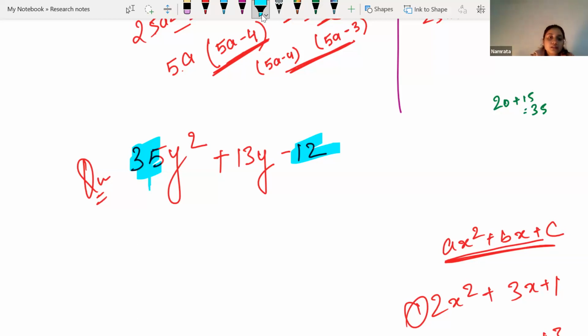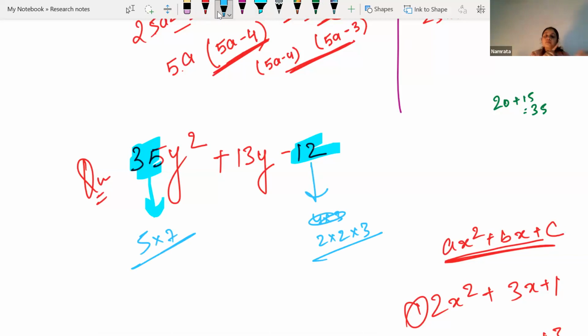So if I break 35, here only I can see 35 means 5 into 7, and 12 means 4 into 3, which can be written as 2 times 2 times 3. Now from this and this, make two such combinations which after adding or subtracting will give 13. So here we have to apply the trial and error method.